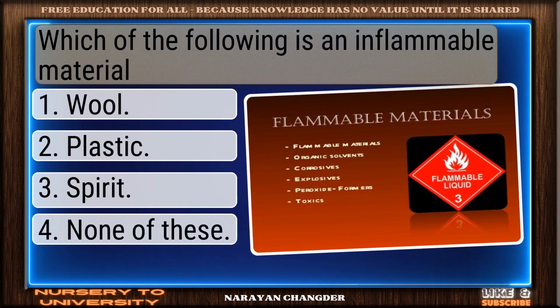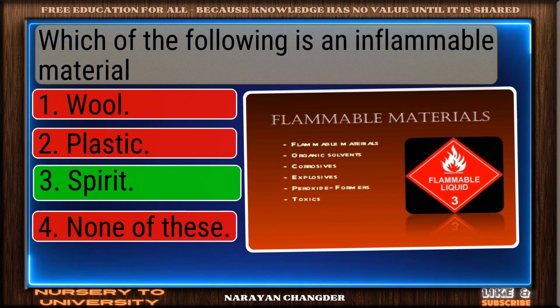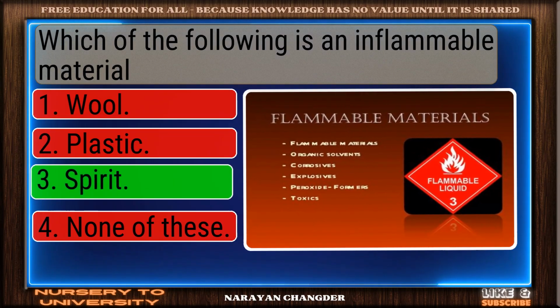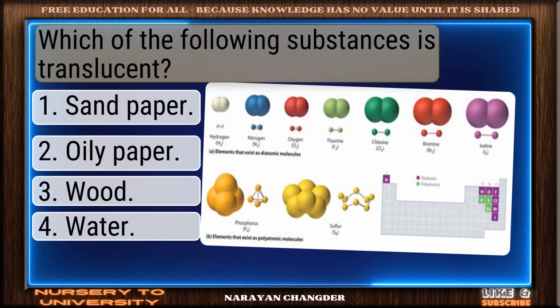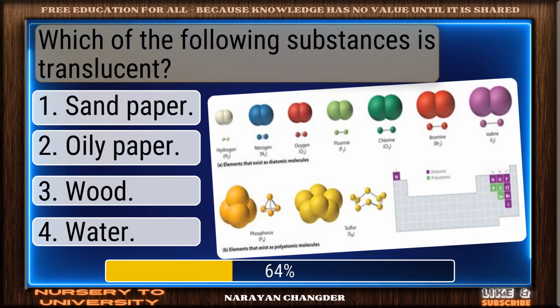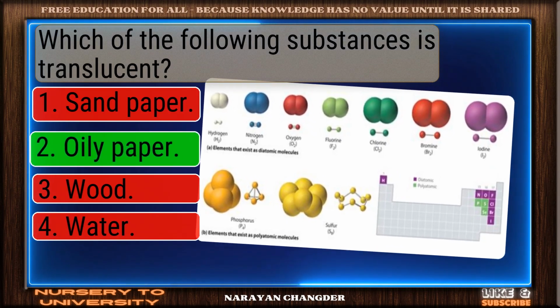Which of the following is an inflammable material? Solid response. Spirit is a valid choice. Which of the following substances is translucent? Well reasoned. Oily paper is the correct choice.